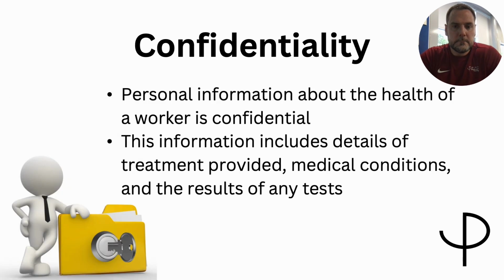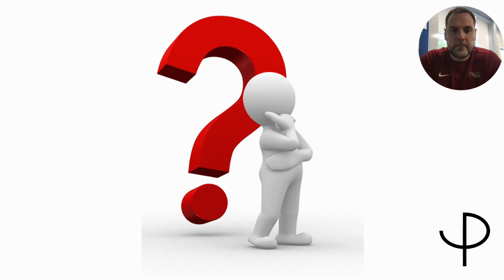It's important as a first aider that we maintain patient or casualty confidentiality, so any information in terms of details of treatment provided, medical conditions, the results of any tests are confidential information that shouldn't be passed on to anybody else. So the personal information about the health of the worker is confidential. That information should only be passed on to appropriate personnel, so for example, ambulance crew when they arrive.